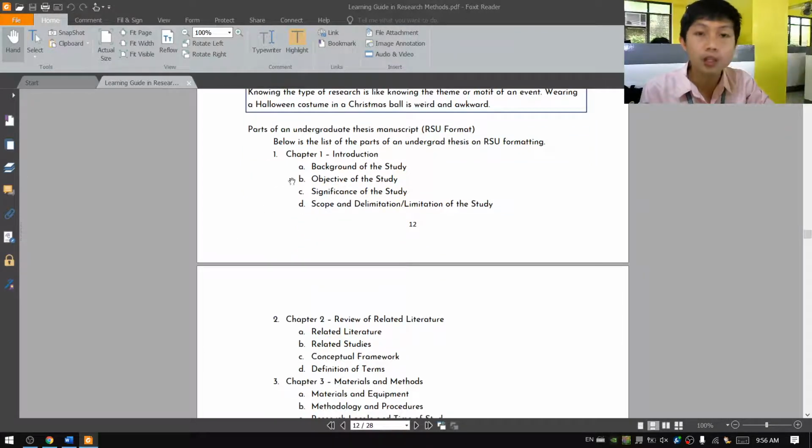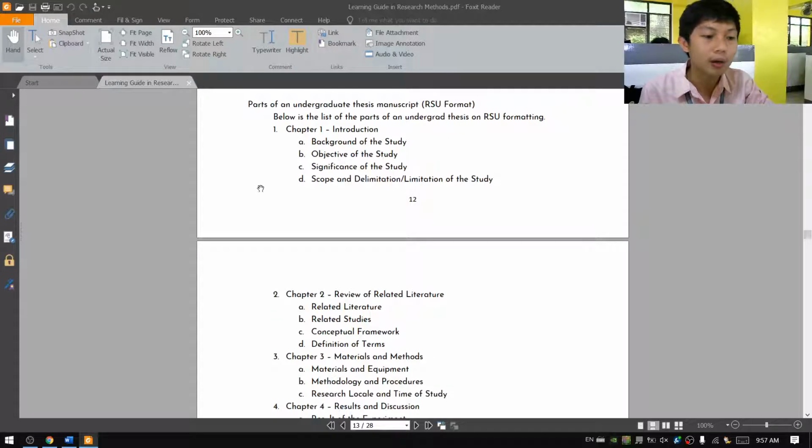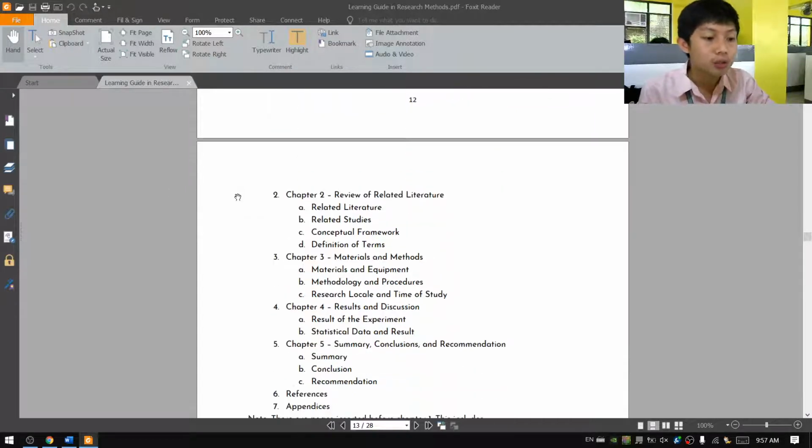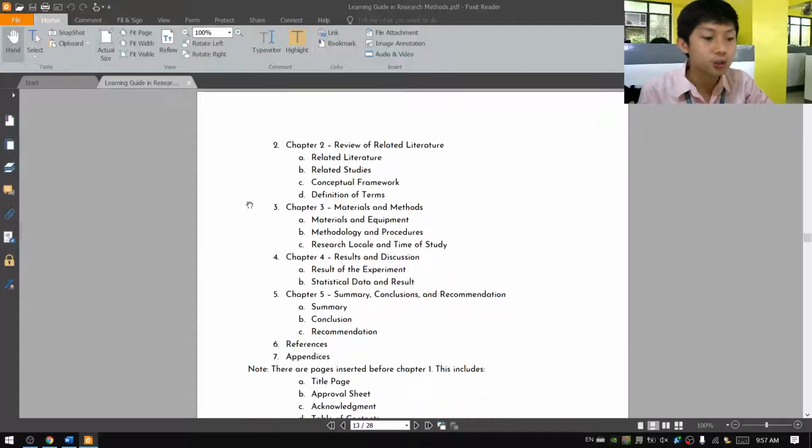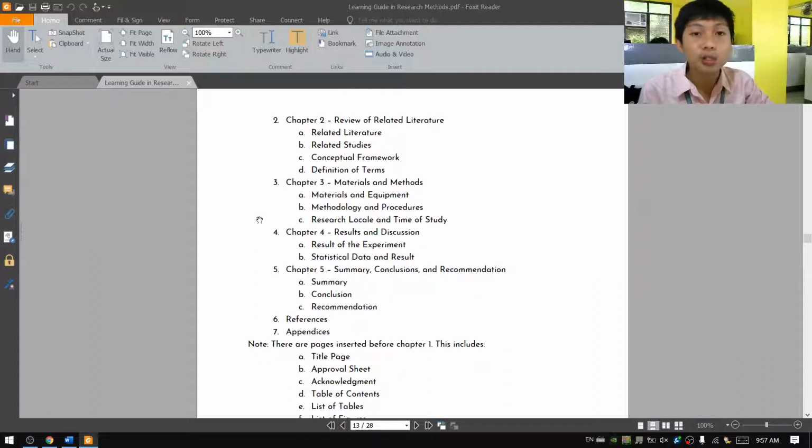These are the parts of the undergraduate manuscript thesis. Chapter 1 is the introduction, which contains background, objectives, significance, and scope and delimitation, limitation. Chapter 2 is review of related literature. Chapter 3 is materials and methods. Chapter 4 is results and discussions. Chapter 5 is the summary.